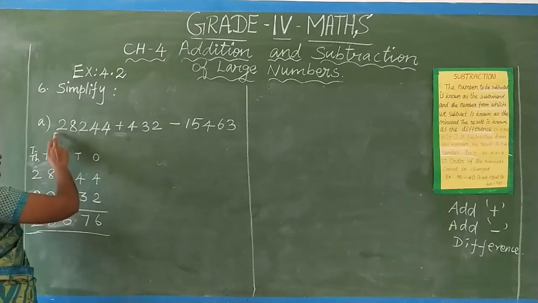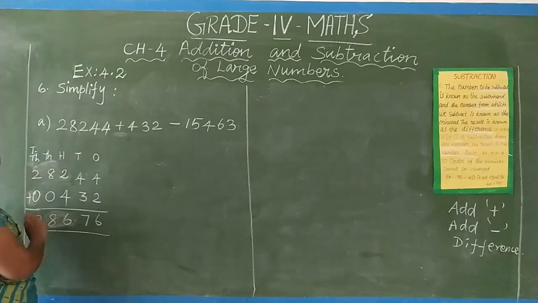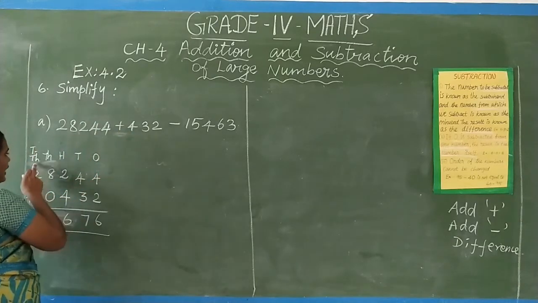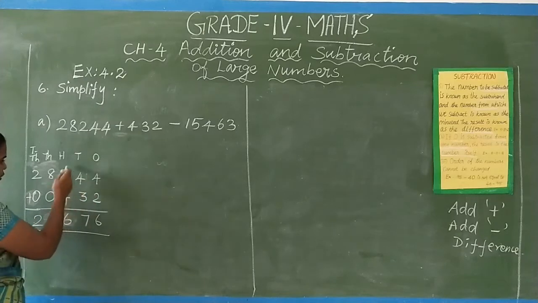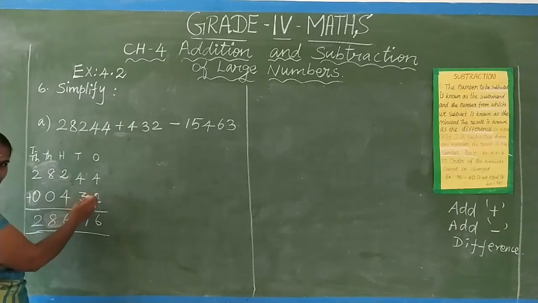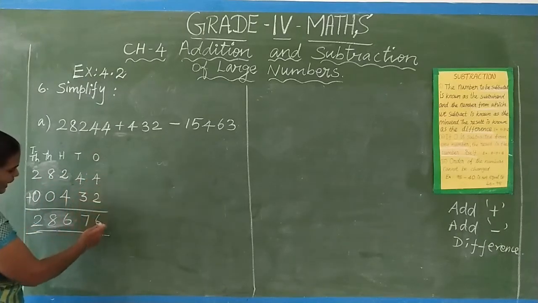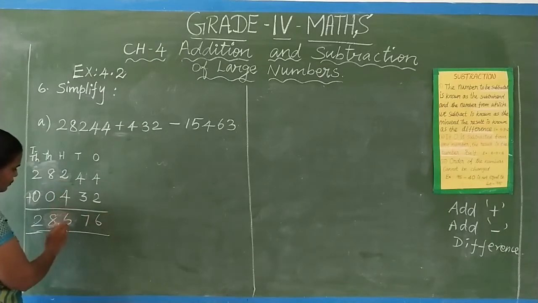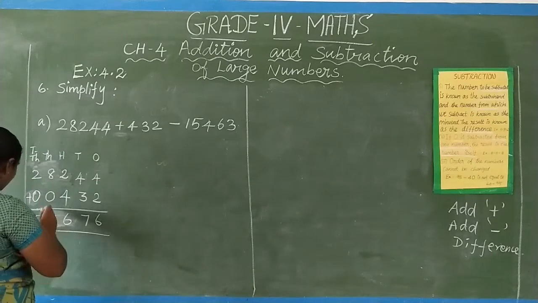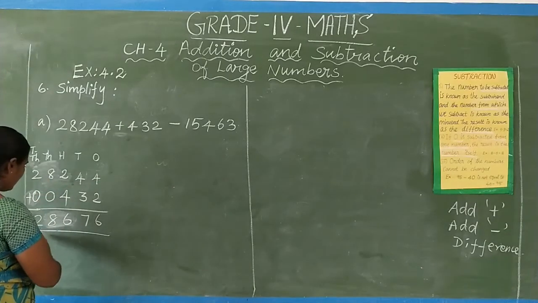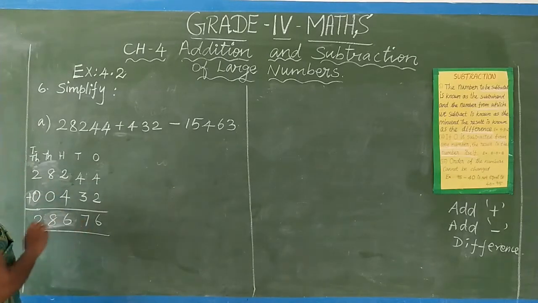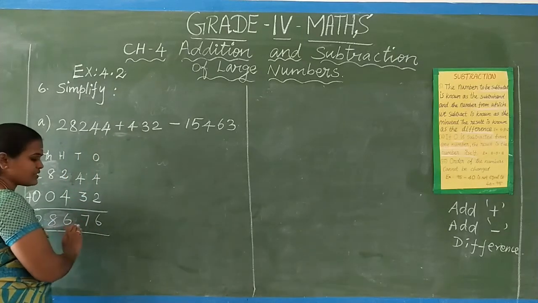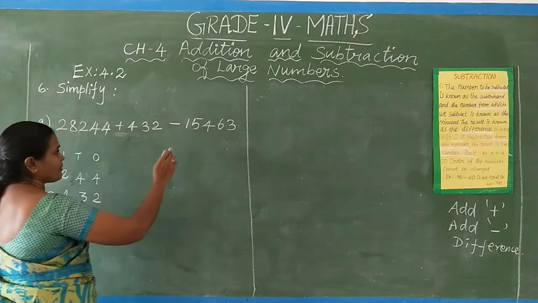So your question is 28,244. This is a 5-digit number and this is a 3-digit number. So you write the places, then arrange the columns properly. Don't write zigzag, write straight. Then do the addition: 4 plus 2, 6. 4 plus 3, 7. 2 plus 4, 6. 8 plus 0, 8. 2 plus 0, 2. So you add these two terms and get 28,676. Then you can subtract this one.